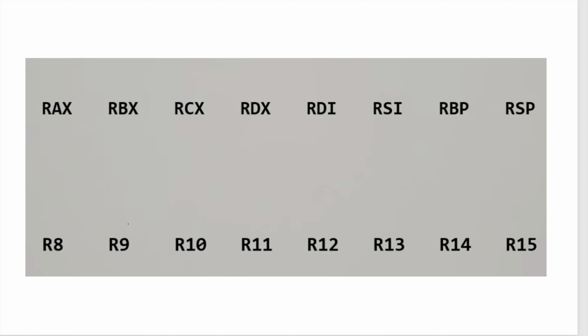As time wore on, there were just more registers added. So we have AX, BX, CX, DX, DI, SI, BP, RSP. And then we also have these other registers here for the overflow.